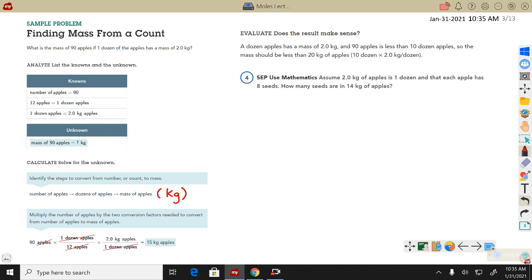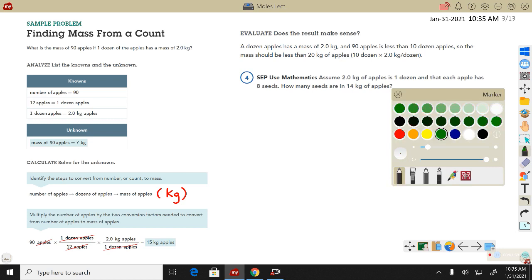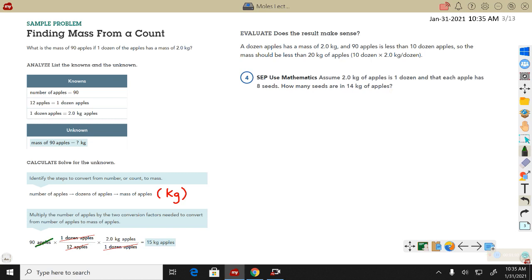So we make a little pit stop in the middle. We took the 90 apples, and let's cancel the 12 apples, and on the top we'll turn it into a dozen. I don't want apples, let's get it into the dozen. So 1 dozen on the top, that's what I wanted to switch it to, and 12 apples on the bottom. I want to get rid of the apples. I'm turning it into a dozen.